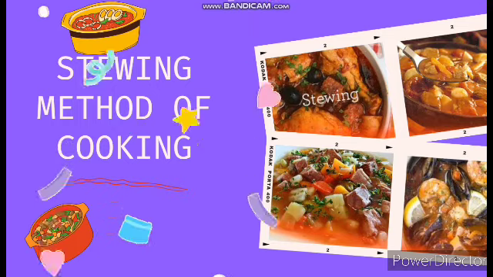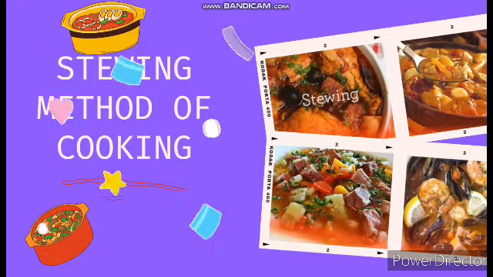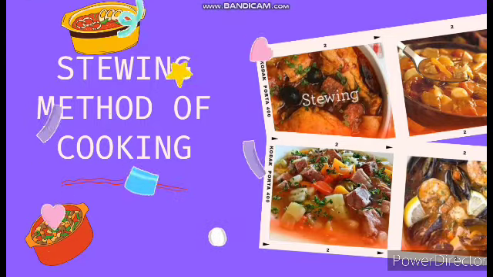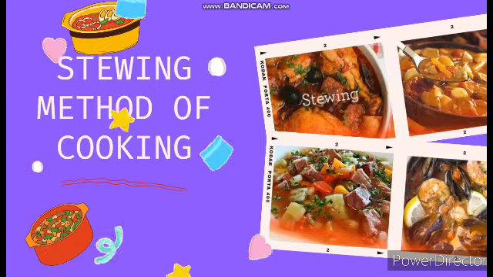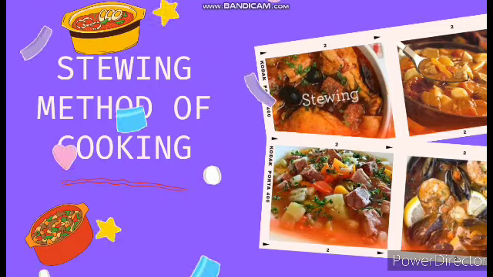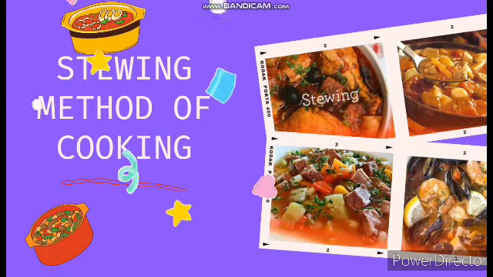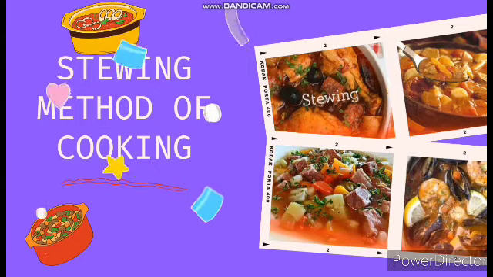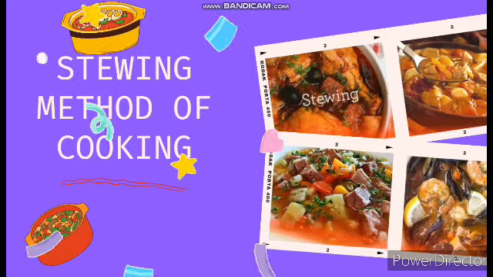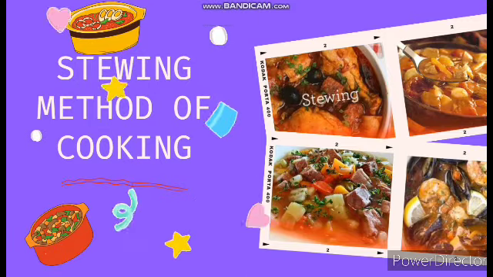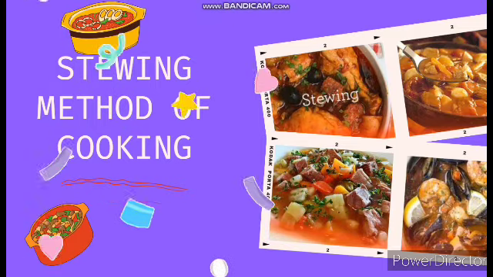Examples of foods that are prepared using the stewing method are melon soup, ogbono soup, and vegetable stew. Advantages of stewing. It makes the food tender and more digestible. It does not need constant attention. All nutrients are conserved. It is an excellent method of cooking tough cuts of meat. Disadvantages of the stewing method. It is a very slow method of cooking and vitamin C is destroyed during the cooking.